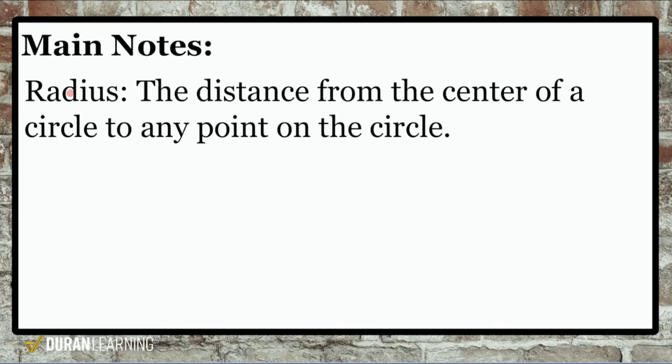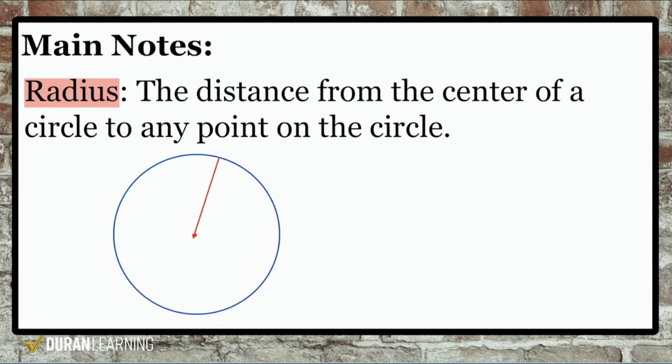Let me go ahead and highlight that. So the radius, basically it's like this. If we were to draw a nice little circle, let's use blue. So there's our blue little circle. If we were to draw a little segment from the center to any point on the circle, any point being literally any point on the circle, if we draw a segment from the center to any point here, that is called the radius. All right, that's the radius.